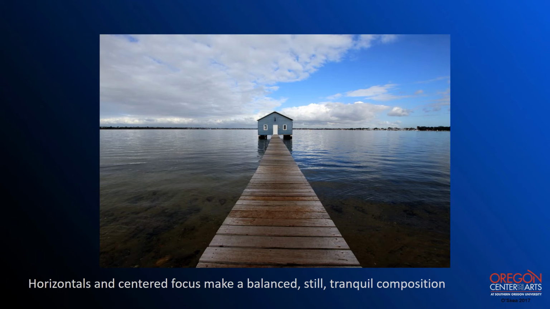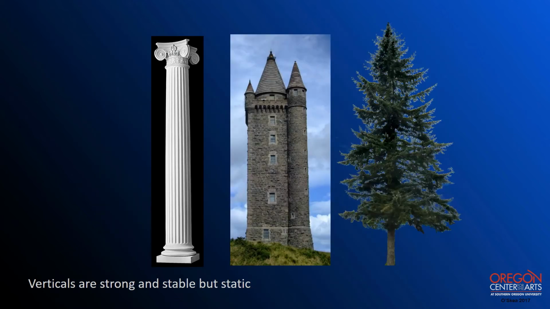And here, this one's very similar. We've got a little bit more triangle happening in the foreshortening of the dock going on here, but a lot of horizontals, this very strong horizon line right to the middle of our subject matter, this little cabin on the water. Again, very still, very balanced, very tranquil composition. Whereas verticals are strong and stable but static. So columns, towers, trees, that kind of stuff.